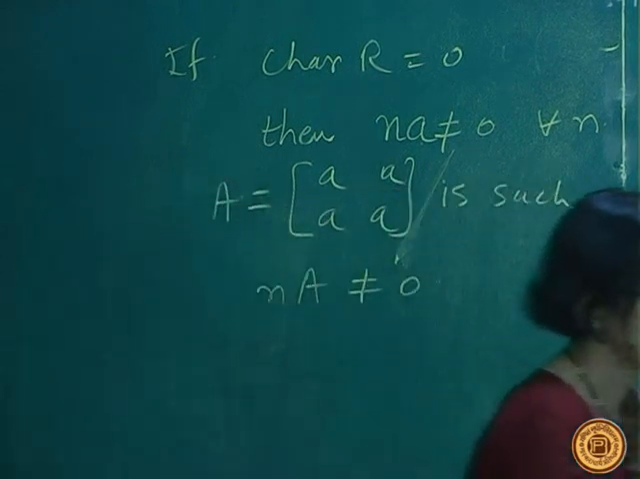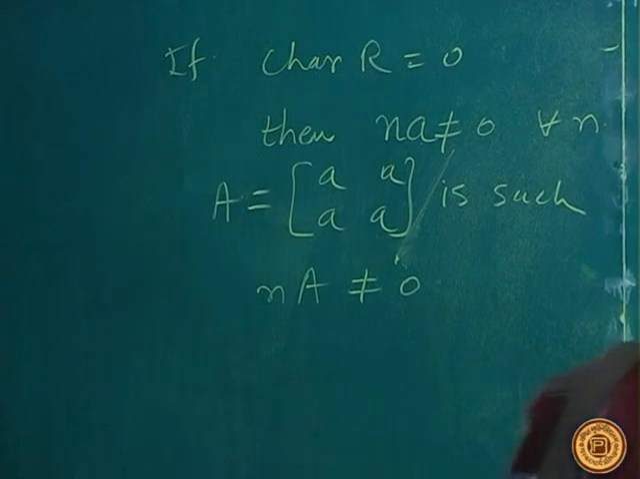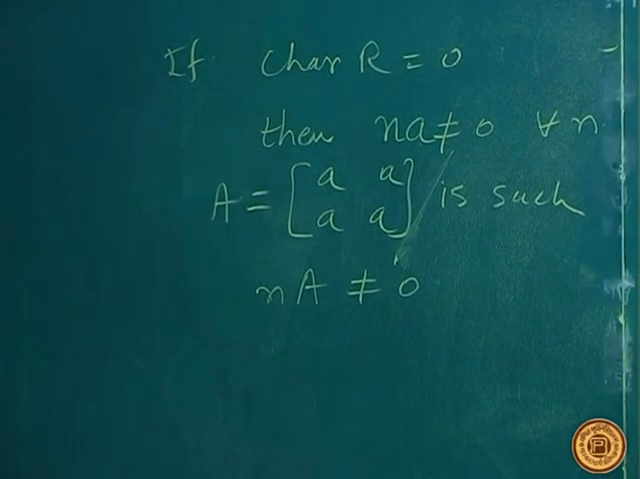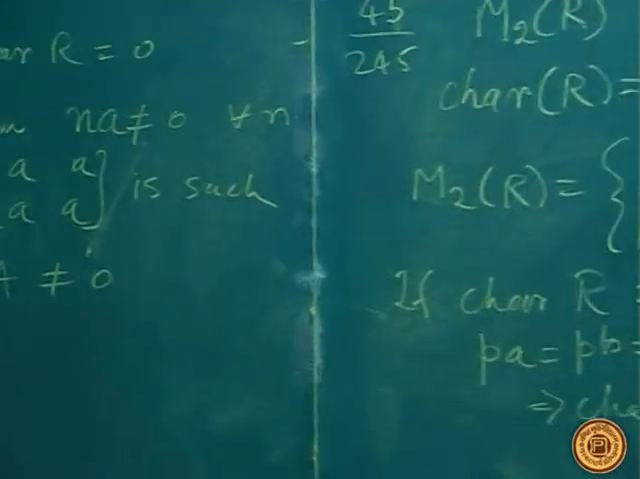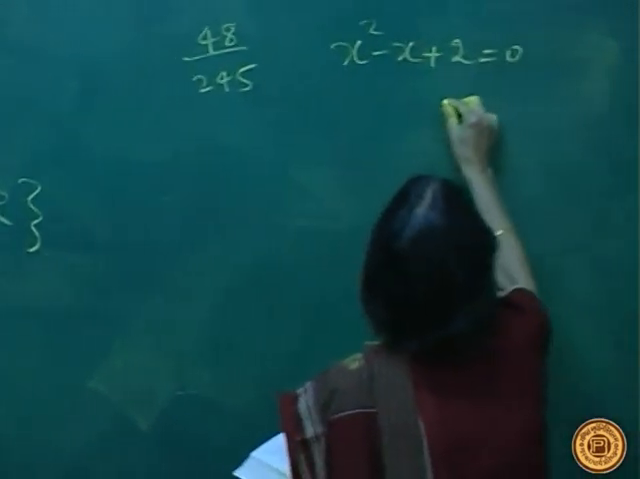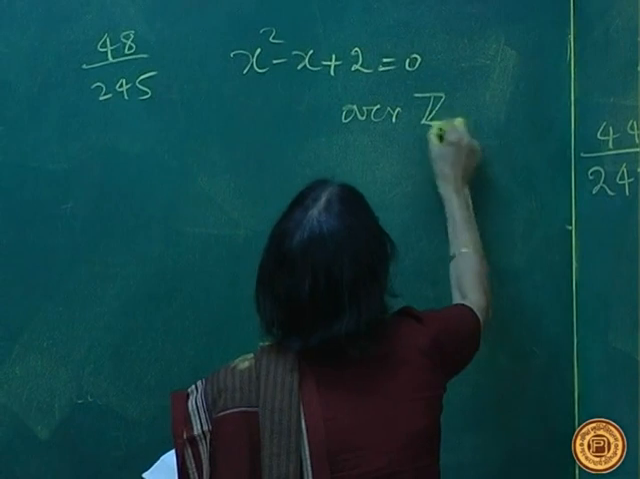That is rather instructive because it is a little contrary to our normal understanding of the numbers as you studied in the school. What is that? Number 48. Find the solutions of x squared minus x plus 2 equal to 0 over Z3i.